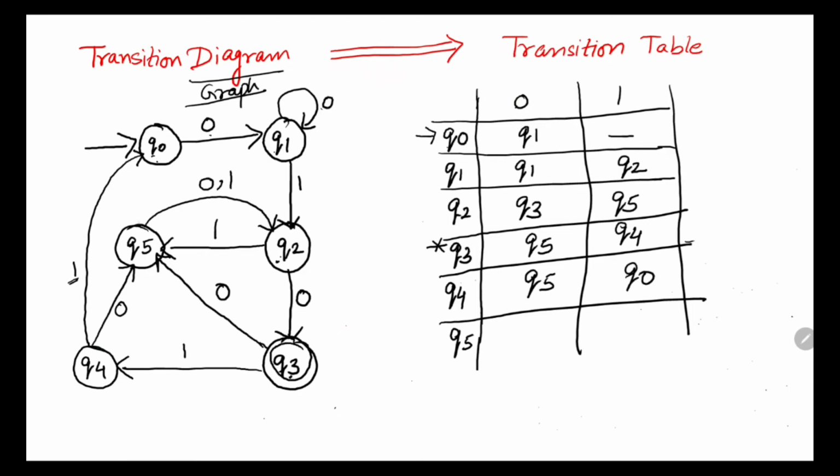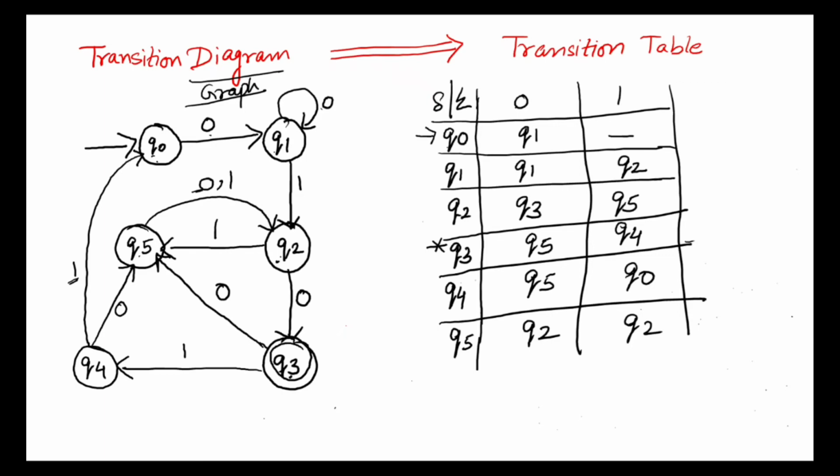And then going to Q5. Q5 with input 0, it is going towards the state Q2. And with 1, it is again going towards the state Q2. Fine. So this is the final transition table for the given transition diagram.